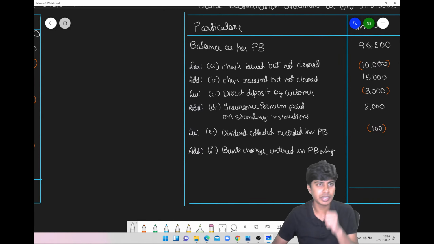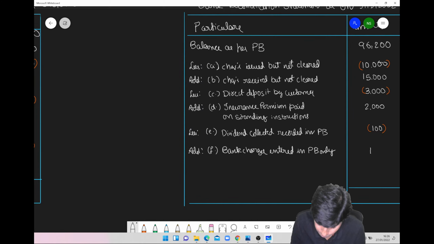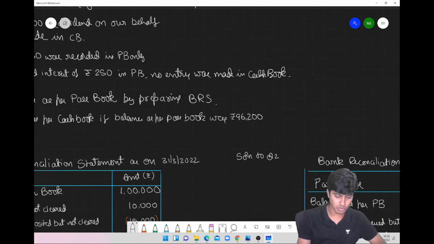Bank charges entered in passbook only. This is rupees 150. Am I right? Shall I now take you to the last adjustment? Adjustment number G. Let's go to adjustment number G.